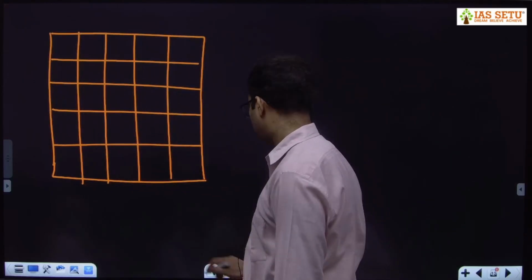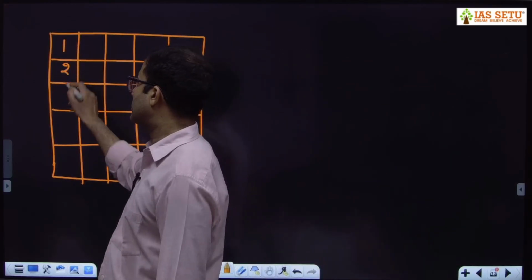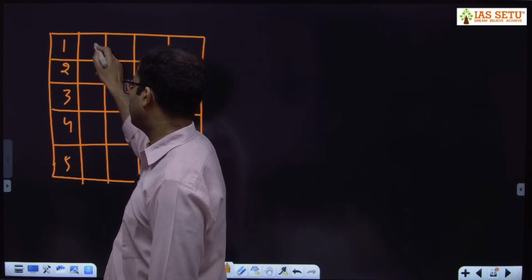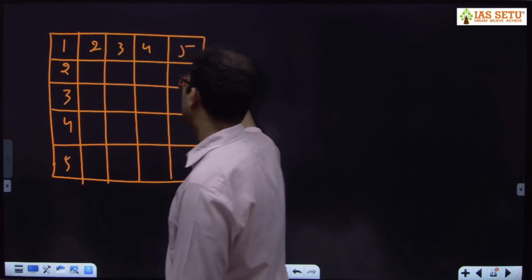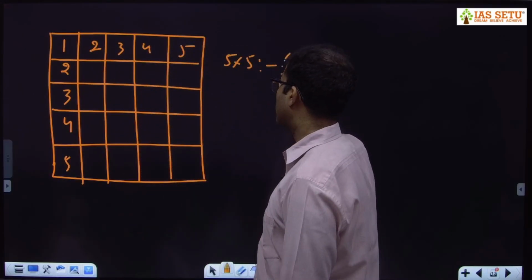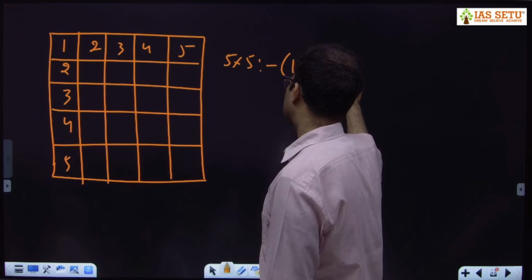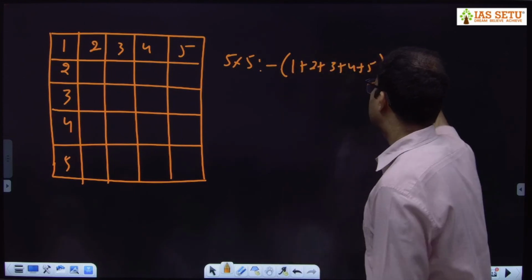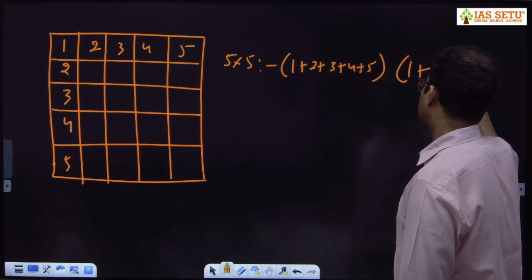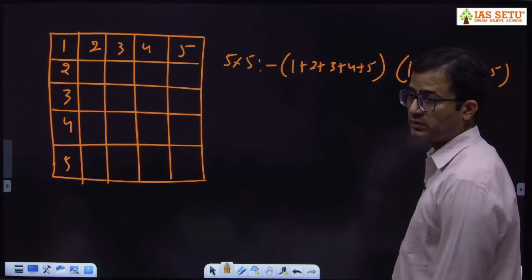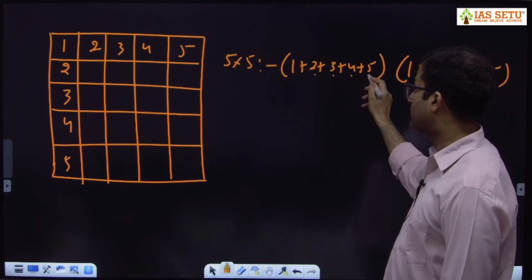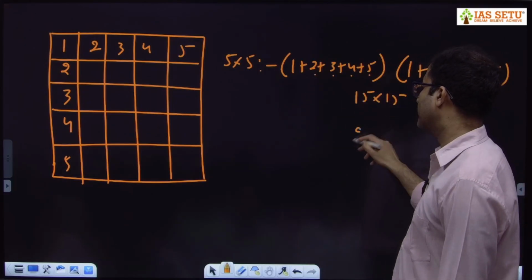Now here, this is 1 plus 1, 2, 3, 4, 5; 1, 2, 3, 4, 5. This is a 5 by 5 figure. First bracket: 1 plus 2 plus 3 plus 4 plus 5. Second bracket: 1 plus 2 plus 3 plus 4 plus 5. 3, 6, 10, 15, into 15, 225.